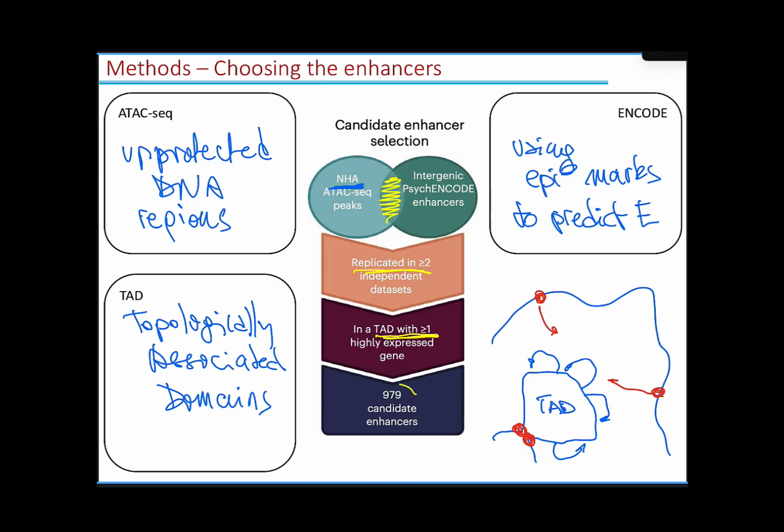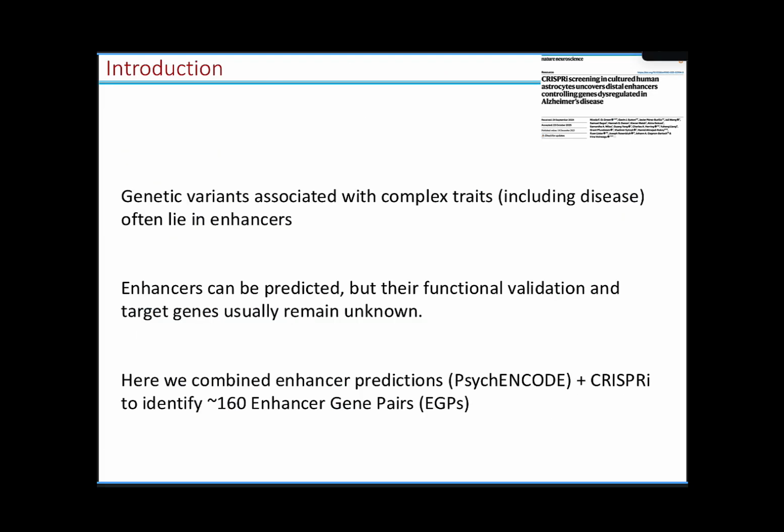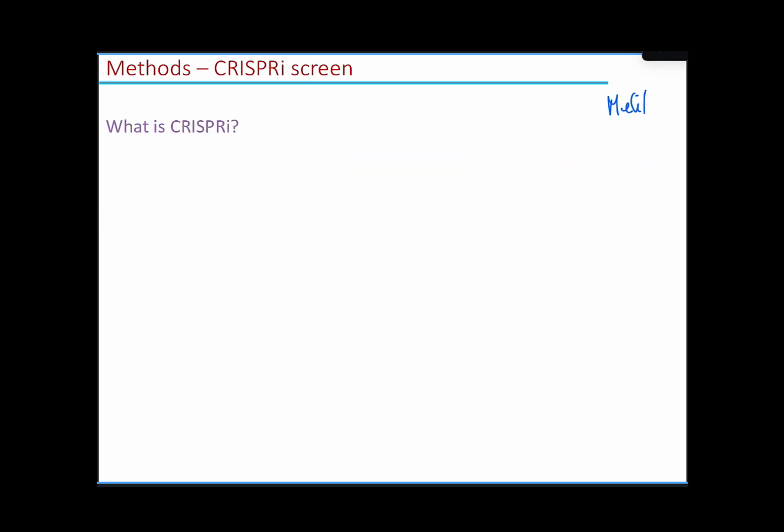With all of these filters, they ended up with 979 candidates. These are 979 regions of DNA that were accessible in astrocytes, marked with epigenetic marks consistent with them being enhancers, and in TADs that have at least one active gene. So then they said, we are going to use these 979 sequences, putative enhancers, to conduct a CRISPR-i screen. Do you guys know what CRISPR-i is?